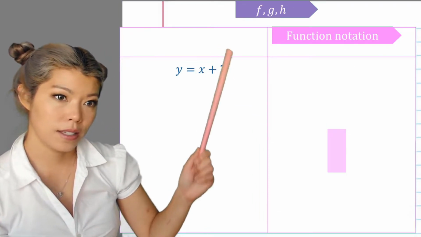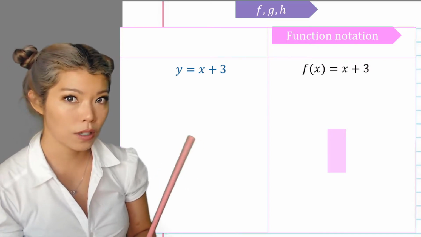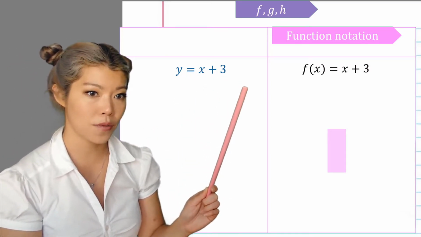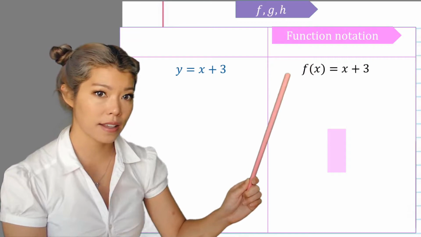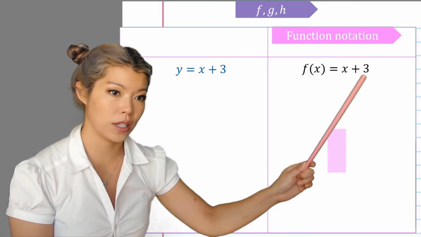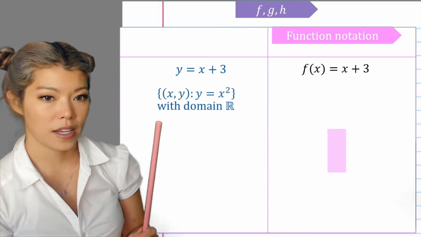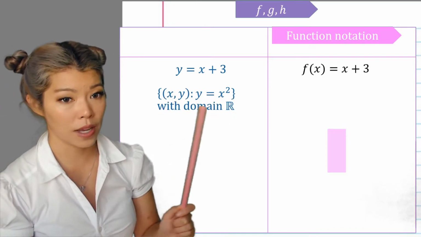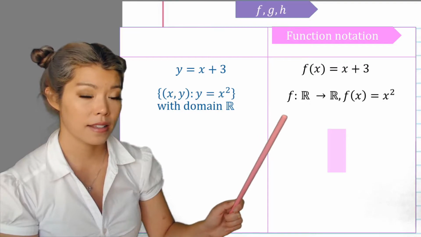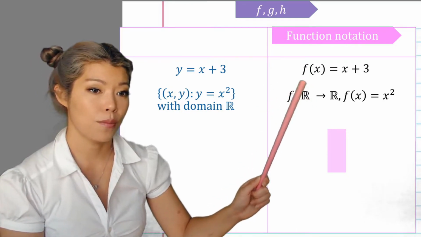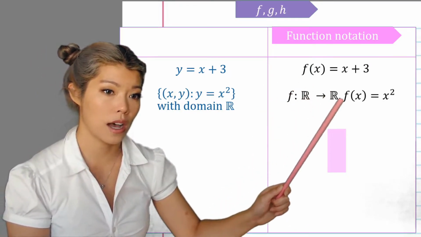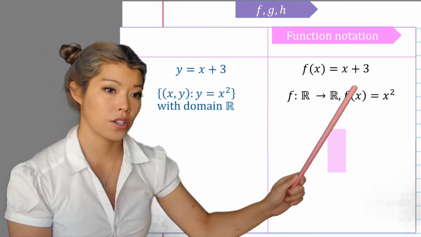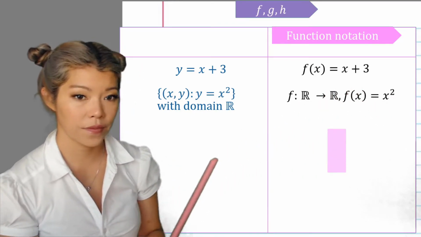Let's have a look at a little bit of function notation. What does it look like? So instead of writing y equals x plus 3, we're going to write the function of x, where f(x) = x plus 3. Instead of writing the set of x and y, where y equals x squared with domain R, we're going to write it as the function of the domain R to R, and the function is x squared.